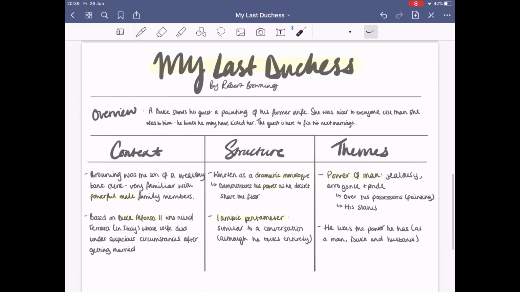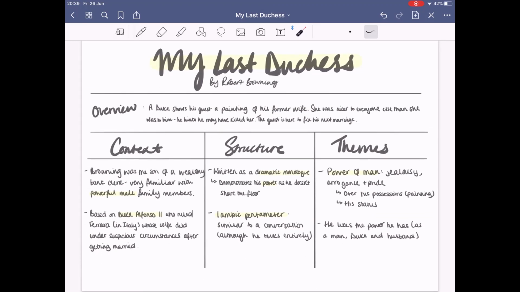Okay guys, so My Last Duchess was written by Robert Browning, and a super rough overview is that a duke shows his guest a painting of his former wife. She was nicer to everybody else than she was to him, and he hints that he may have killed her. So we see a lot of flaws in the duke's personality, and that includes jealousy and insecurities. Then we find out that the guest is here to fix his next marriage.